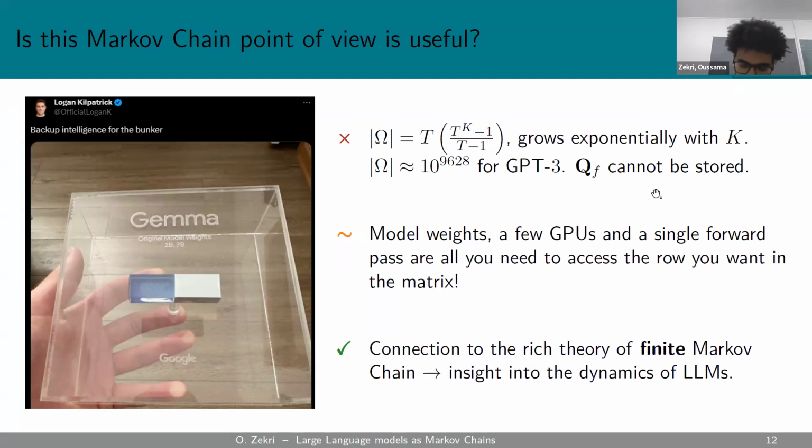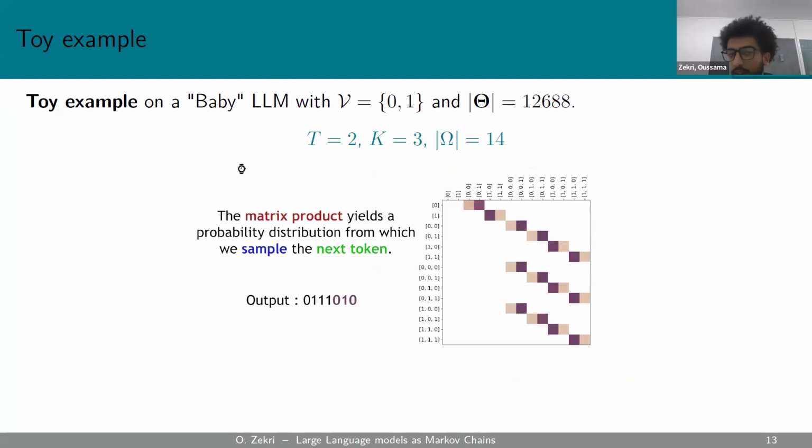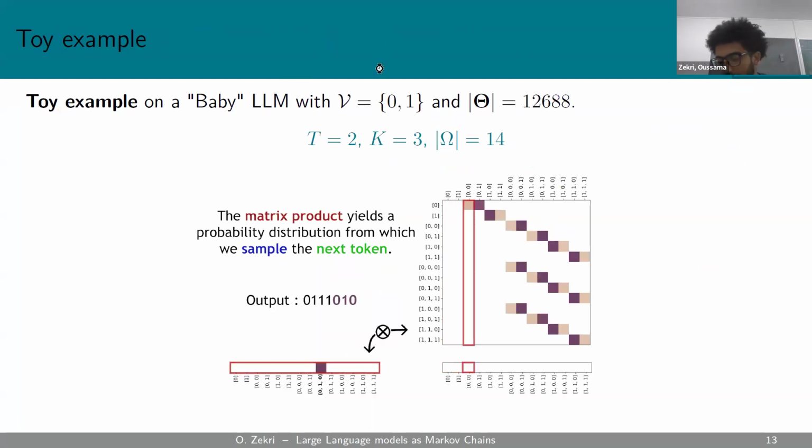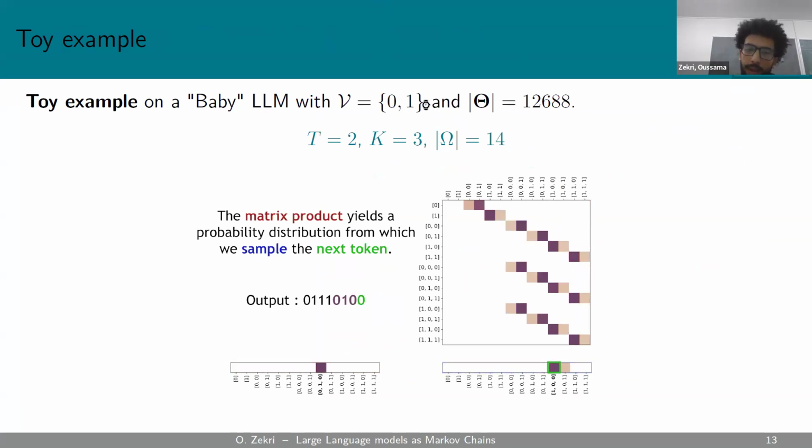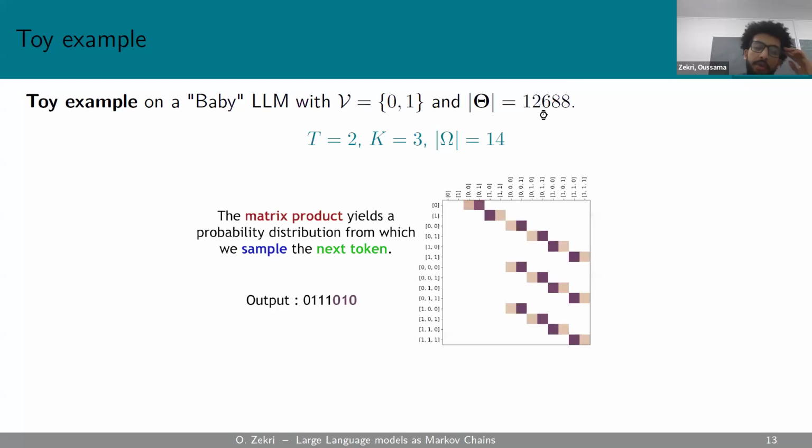But what is really important, as I just said, is that you have a connection to the theory of finite Markov chains, and you can derive insights from it, even if the state space is ridiculously enormous. Right? So I just said that we were not able to plot this matrix or to play with this whole matrix, but let's do it anyway with a toy example. You will just consider what I call a baby LLM, which consists of a vocabulary space of 2 tokens, 0 and 1, and some parameter space.